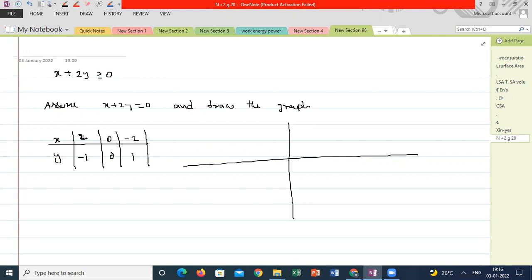Taking the graph, 0, 0 is one point, 2, -1 is another point, and -2, 1 is somewhere here. This is -2, 1. This is 2, -1. So the line joining them should pass through the origin. Carefully you have to draw this line, it should pass through the origin. Now, here the line is passing through the origin.